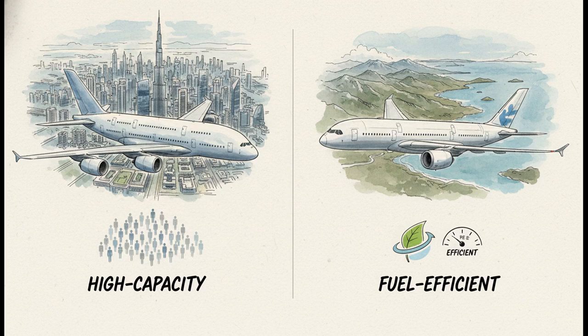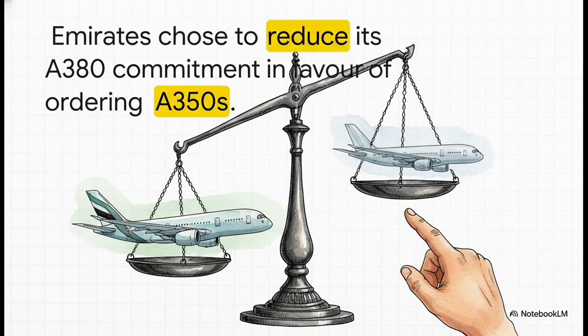On one side, you've got the giant Airbus A380, the double-decker. It's perfect for those high-capacity routes between major hubs, like Dubai to London. But on the other side, you've got the newer, smaller, and way more fuel-efficient Airbus A350. That one's ideal for opening up new, less-traveled routes. The problem is, they can't have an unlimited number of both. Emirates actually chose to change its order, going for more of the A350s to give them more flexibility in their routes. So, Benita, what was the opportunity cost of that big decision?